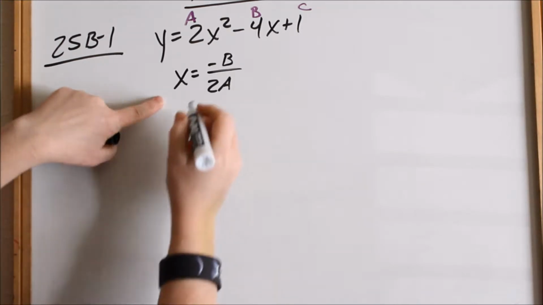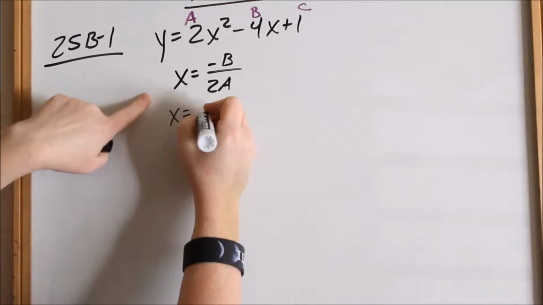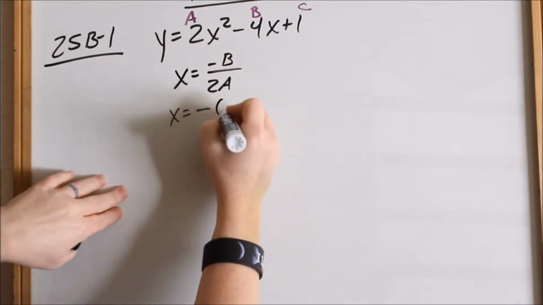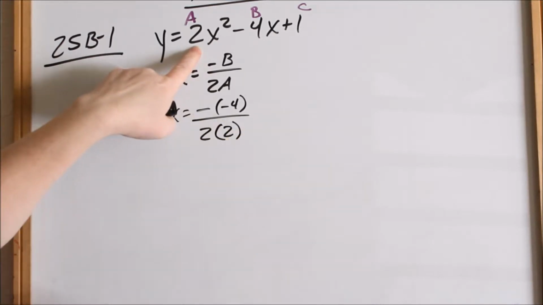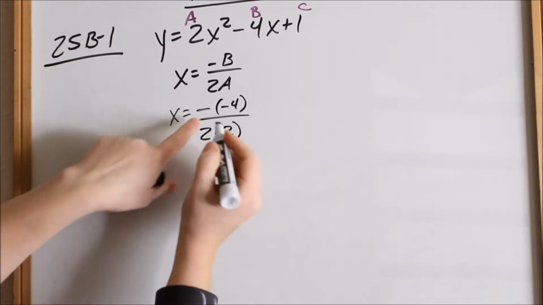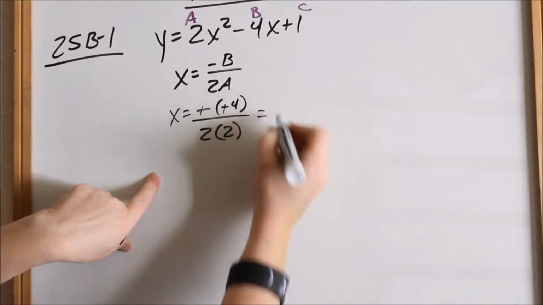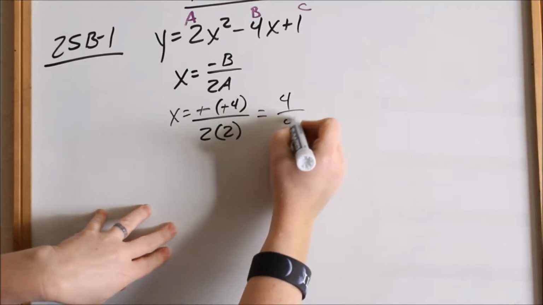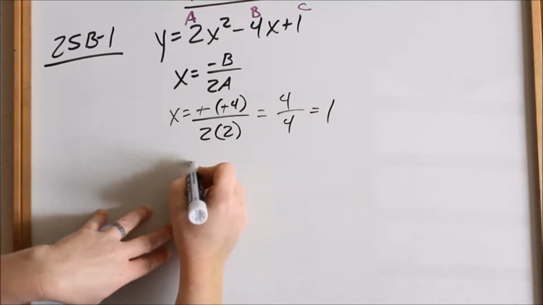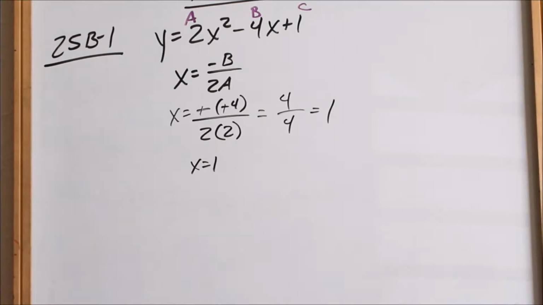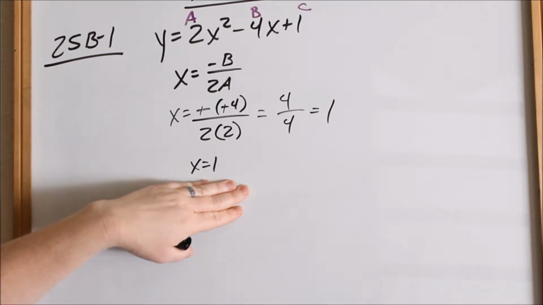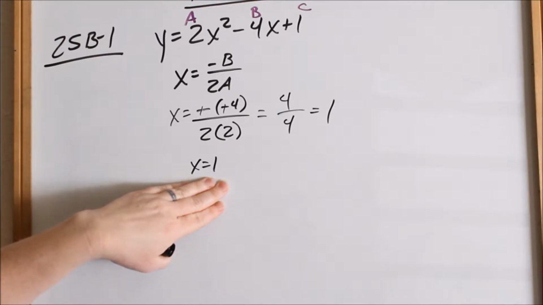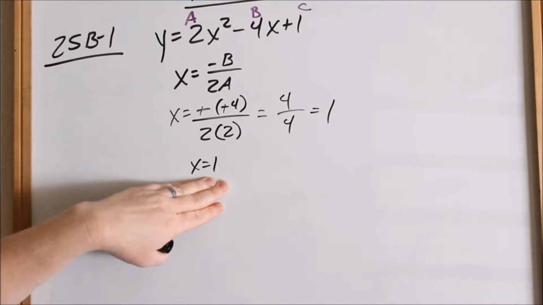So x equals negative, and then my b is negative 4, all over 2 times a, and a is 2. Just the coefficients in front of those terms. So when you have a negative negative, that becomes a positive. So that becomes 4 over 4, which is 1. So basically I have x equals 1. That is your new axis of symmetry. You have to remind yourself of how to graph the line x equals 1 on a graph, because this is the line x equals 1. So that is your new axis of symmetry.